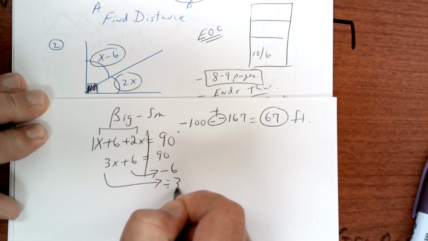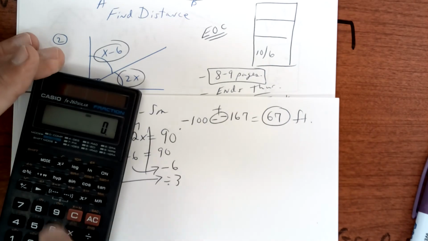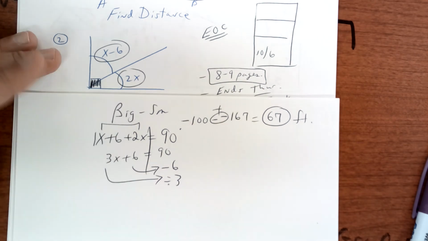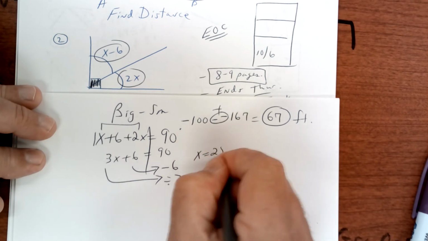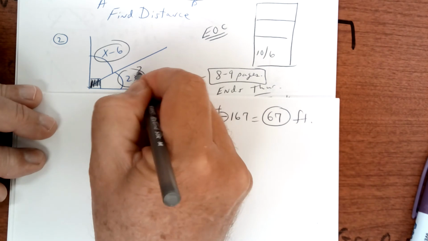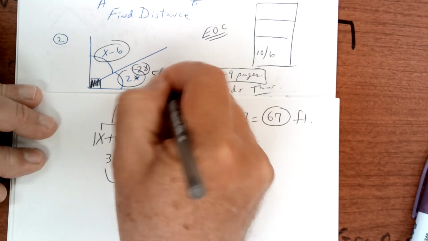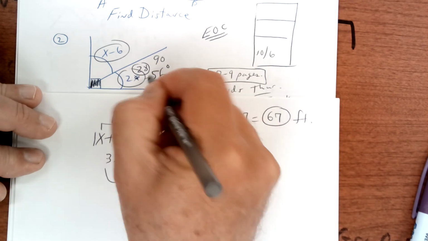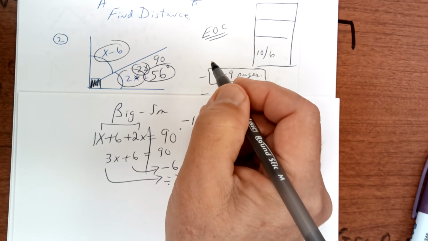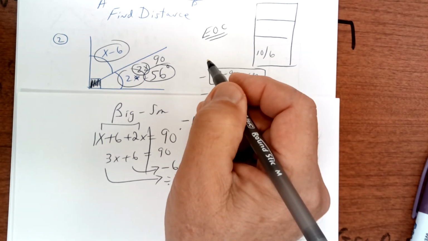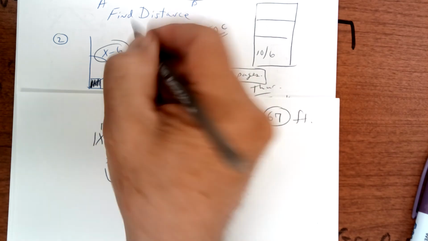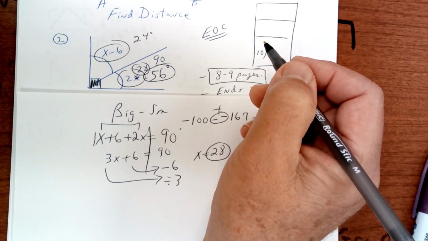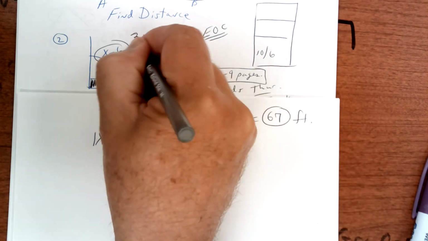Let's try that. So 90 minus 6, press equals, divided by 3. I get 28 is what x equals. So I multiply by 2 and I get 56. So this angle is 56. The whole thing is 90, so 90 minus 56 is going to give me, I think it's 34, or 24 rather. So this one is 24 degrees, and let's make sure that adds up to 90. I'm not sure it does, so that's 40. So 34 would have been correct on that.